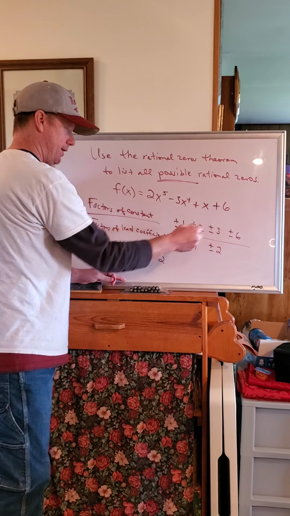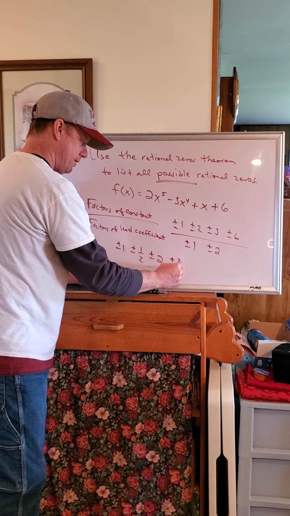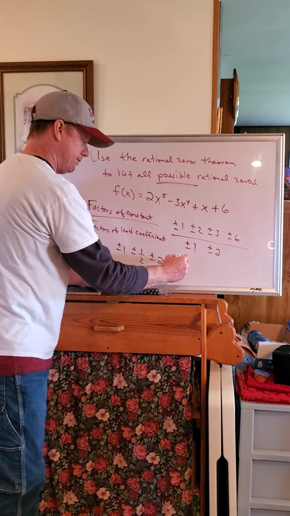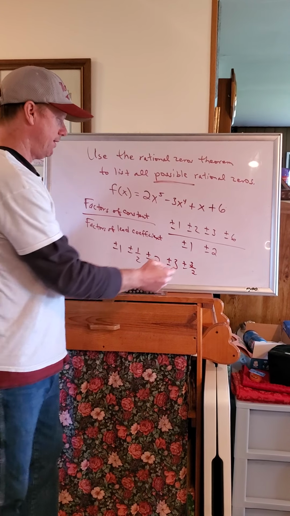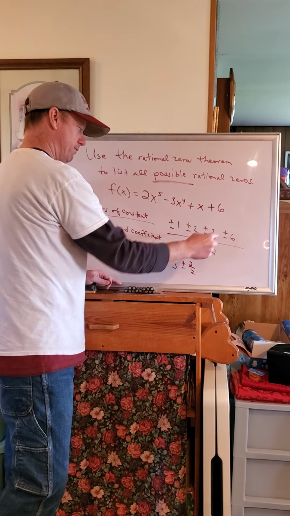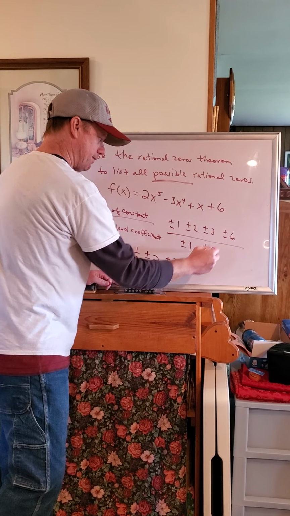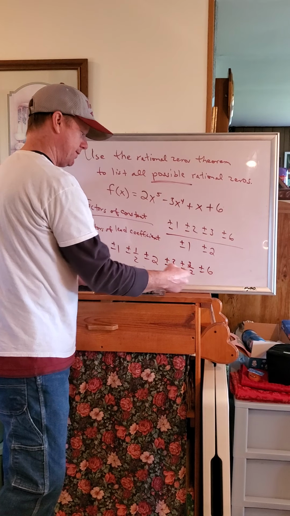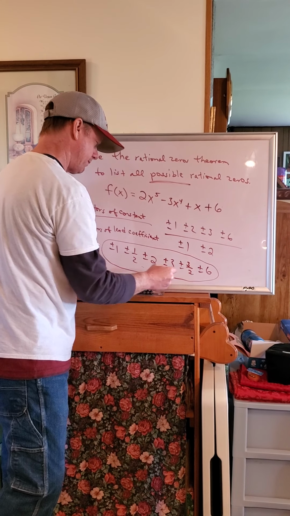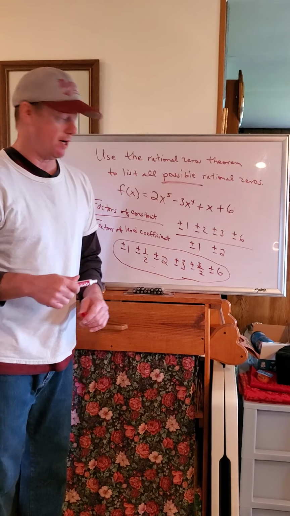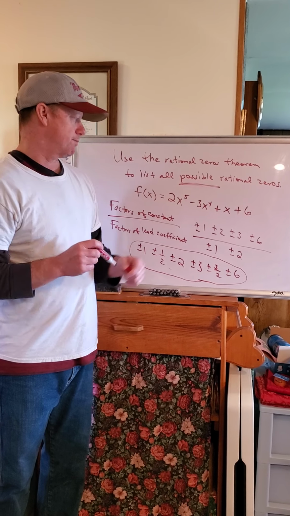Move over to the 3. 3 over 1 is 3. 3 over 2 is 3/2, also known as 1.5. Done with that. Move over to the 6. 6 over 1 is 6. 6 over 2 is 3. I've already listed the 3. So if I list them all out, right there are all the possible rational zeros of this polynomial function.